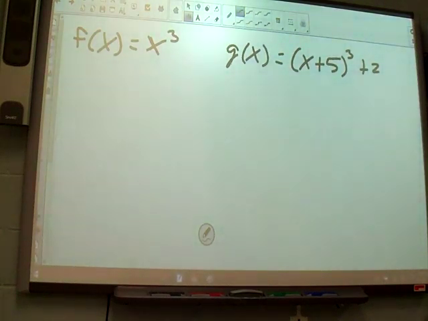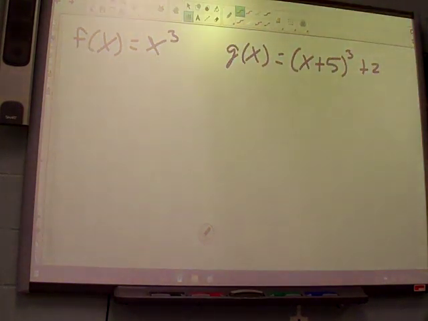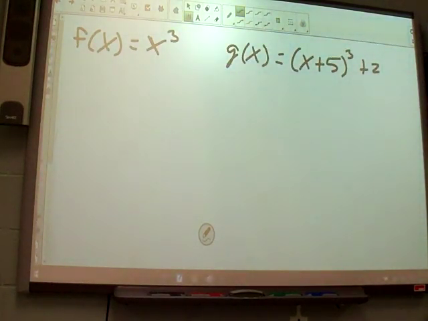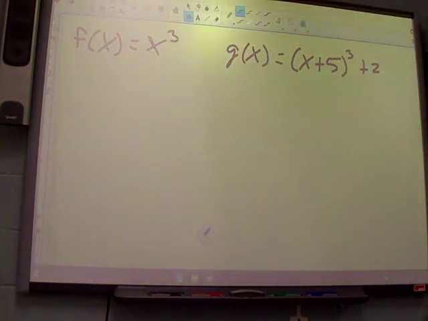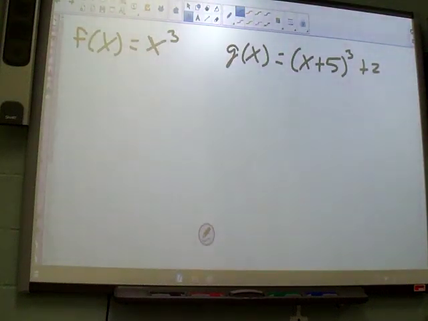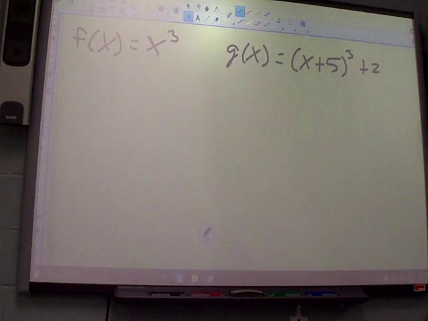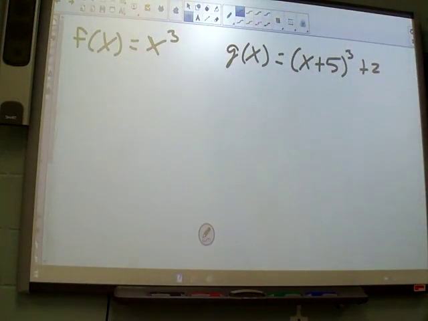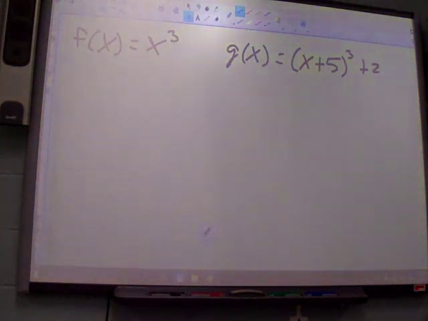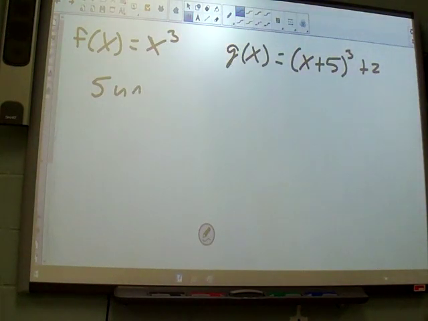And this has been the same for every type of function we've done. If there's something being added or subtracted in the parentheses with an x, what type of transformation is that? Horizontal. Horizontal translation, very good. What is it about the sign in the parentheses on a horizontal? It makes it go 5 units to the left. Very good. It goes the opposite way. So we would say g of x moves 5 units to the left.